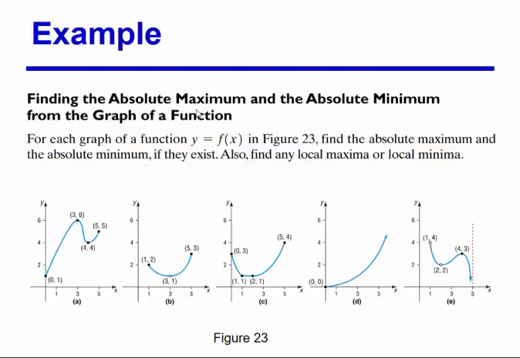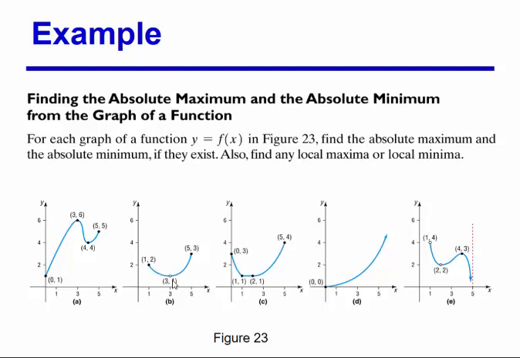And so here we're going to find the absolute max and absolute minimum from the graph. So here you can see that (3, 6) would be a local minimum, and (4, 4) will be a local max. (3, 6) would be a local max, and then (0, 1) will be your local minimum.